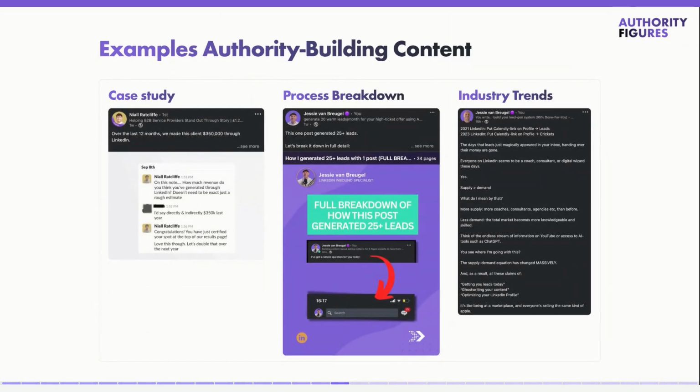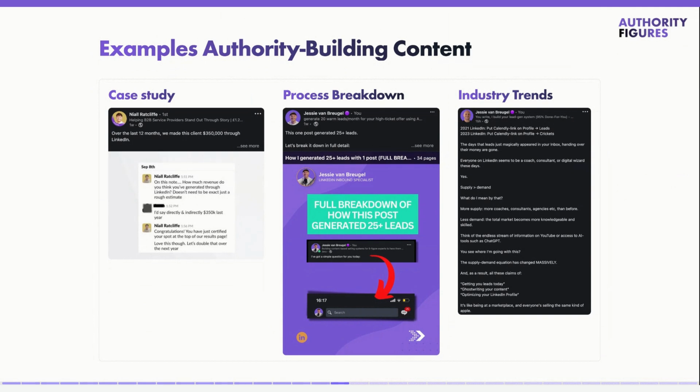When I go to authority building content, the following ones are interesting. So you have case studies on the left side. This is an example from Niall, where he just speaks about how they got a client over $350,000 in the last month through LinkedIn. So it builds a lot of authority, because if I'm in this audience, I'm like, okay, these guys know what they do, they back it up. So if I'm interested, I know more.